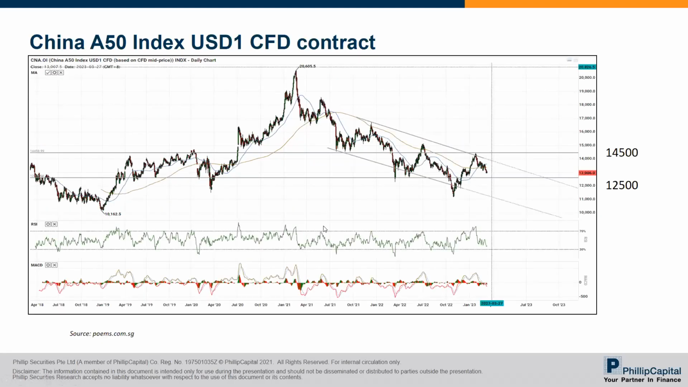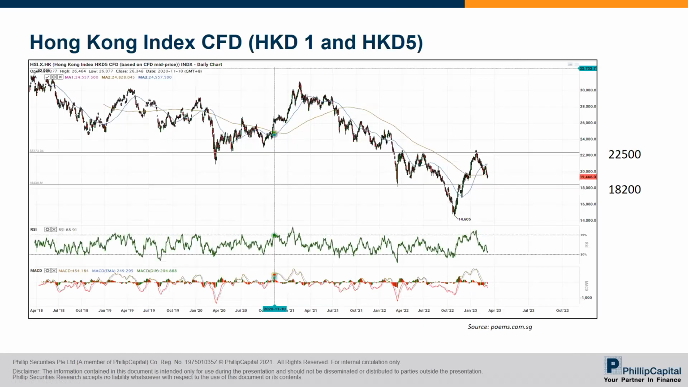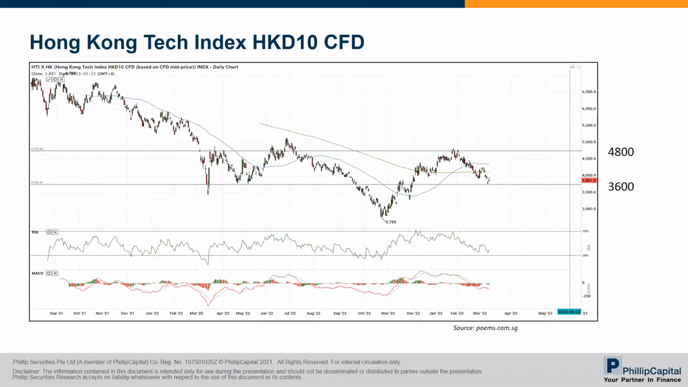So these are the support and resistance levels. Support is at around 12,500 and resistance at 14,500 for the A50. And then for the Hong Kong index, support is at 18,200 and resistance at 22,500. And for the Hong Kong Tech Index, support is at 3006, which is near the current price level, and you can look to sell if it's trading near resistance at 4008.